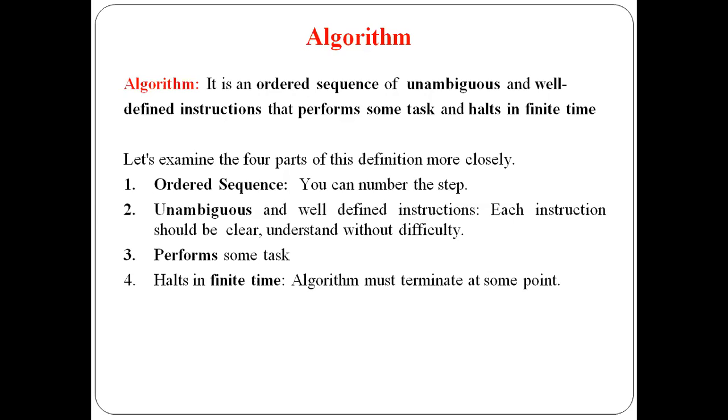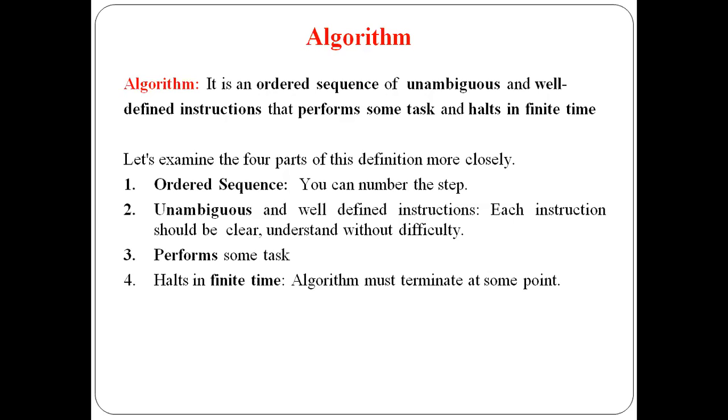In the same manner, whatever instructions we want to give to a computer to do a specific task, we write it in an ordered manner in a clear way so that the computer will understand it and will complete the task in a given time. So that ordered sequence of clearly and well defined instructions which will perform some task, we call it an algorithm. We define an algorithm as an ordered sequence of unambiguous and well-defined instructions. It will perform some task and it will stop in a finite time.